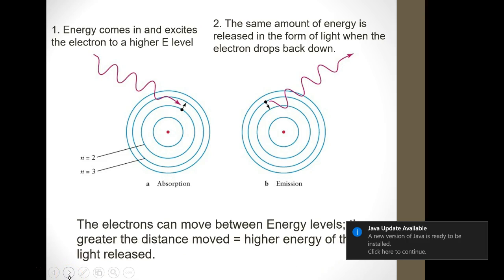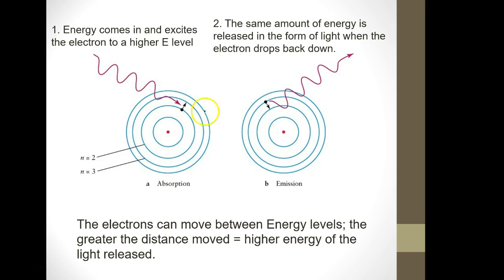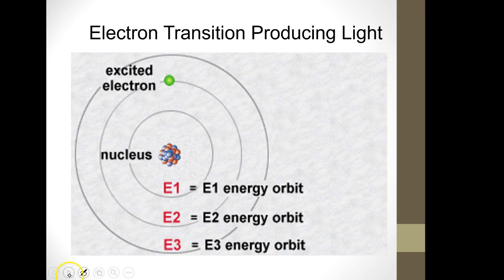And the electrons can move between the energy levels, and the farther they go, so this one was 2 to 3, if it went from 1 all the way up to 4 and then dropped all the way back down, it gives off a lot more energy when it makes that transition, or if it goes out to 5 or 6 or 7 or 8. And the farther it moves, the higher the energy of the light released. And from that we can calculate, based on what we know about E equals hf, we know the frequency, we can calculate the energy of that transition, and every transition is unique for every element.